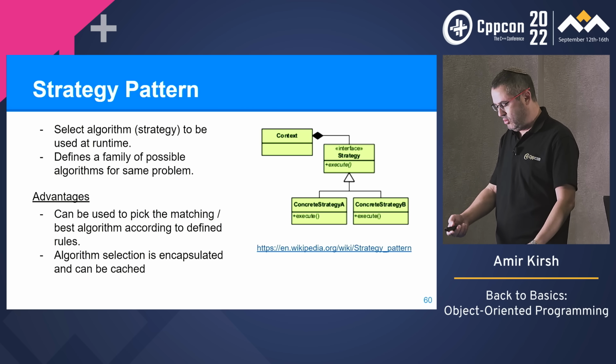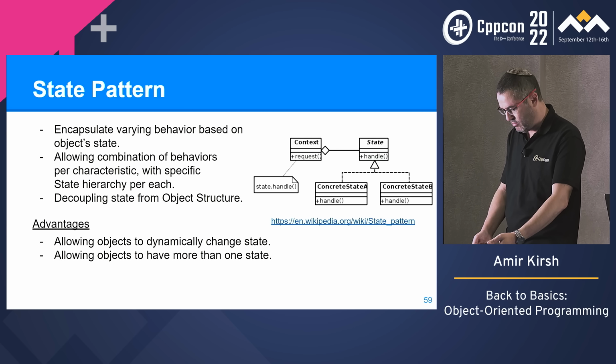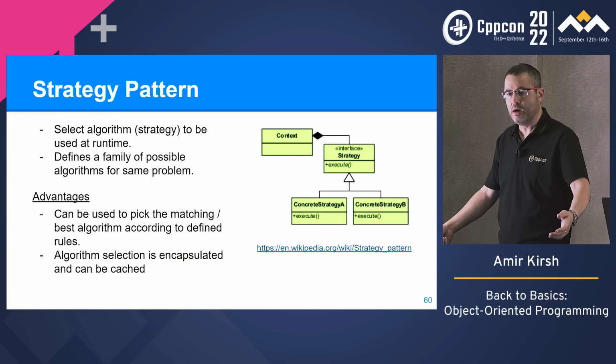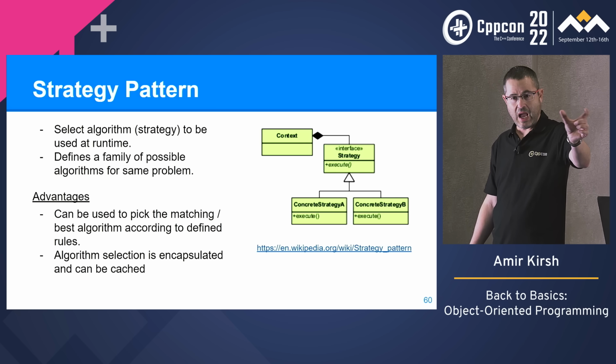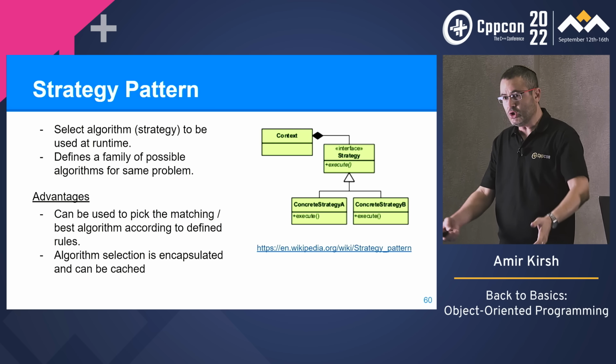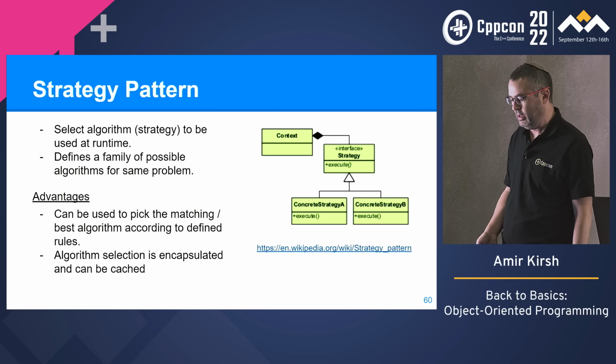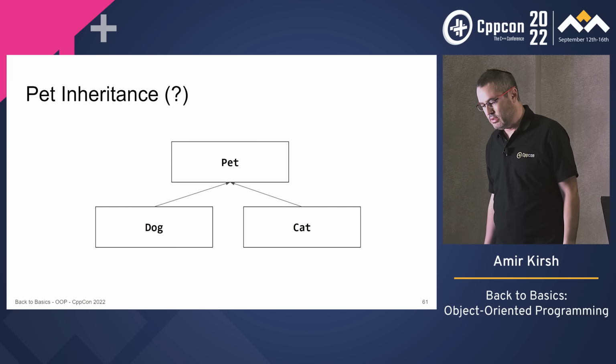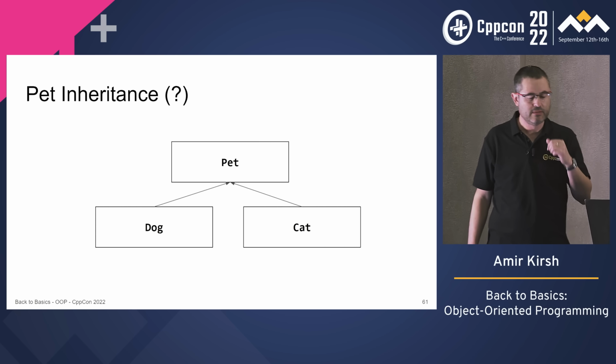But you can see that the diagram is the same. I mean, in the Gang of 4, in the design patterns book, it has its own item. But eventually, you would implement it quite similarly. Pet inheritance. Should I have a pet, a dog, and a cat, or not?